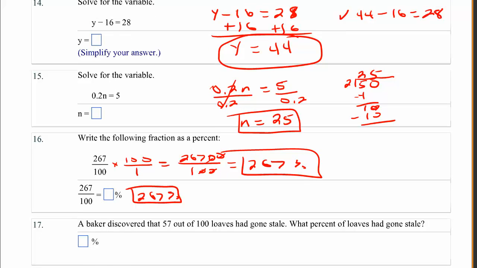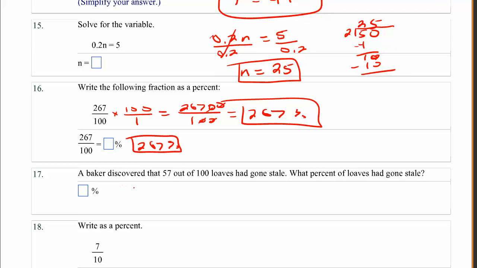Same thing on number 17. It says a baker discovered that 57 out of 100 loaves had gone stale. What percent had gone stale? So 57 out of 100, same problem we had on number 16. 57%, since it's out of 100 already, had gone stale.